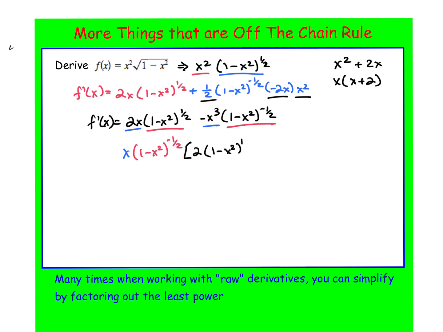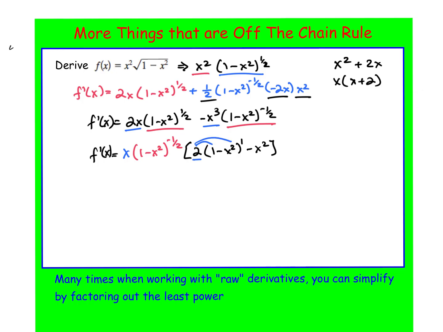Now I factor out an x from a negative x cubed. So what am I left with? Negative x squared. And then I took out a negative 1/2 power from a negative 1/2 power. So I'm left with 1, essentially. And so I don't need to put that. All right, and so that's when we factored. So now we need to combine and kind of simplify this up. So what could we do with this 2?